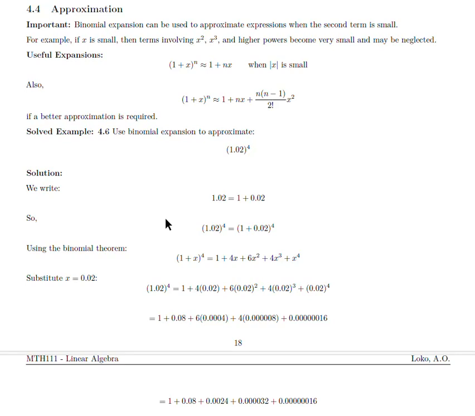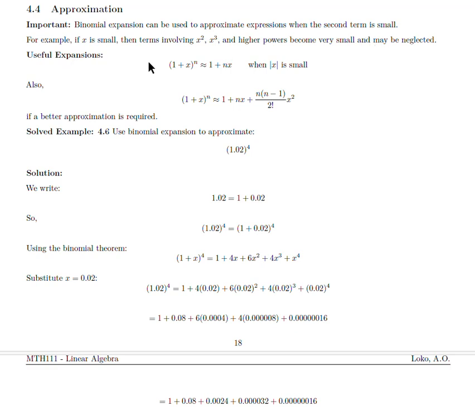Expansion. How can we make use of binomial expansion for approximation? Binomial expansion can be used to approximate expressions when the second term is small. For example, if x is small, then terms involving x squared, x cubed, and higher powers become very small and may be neglected.